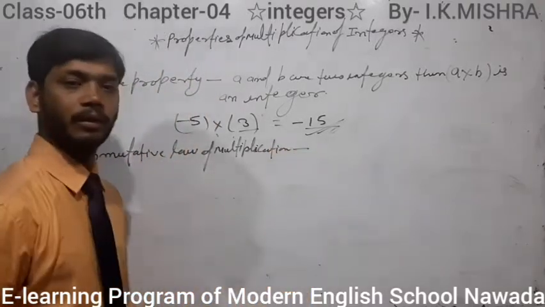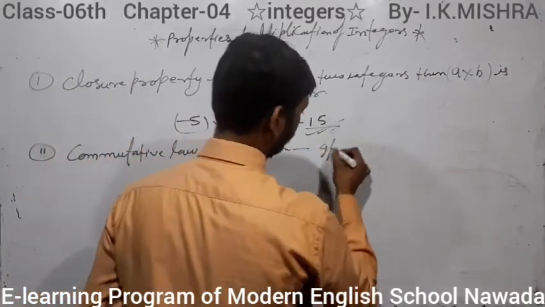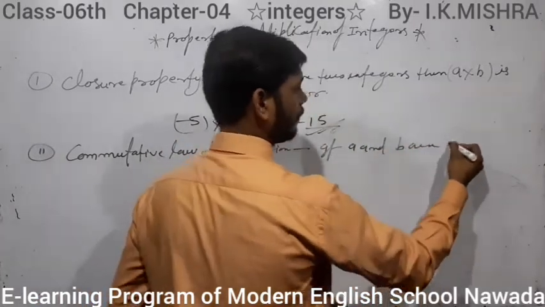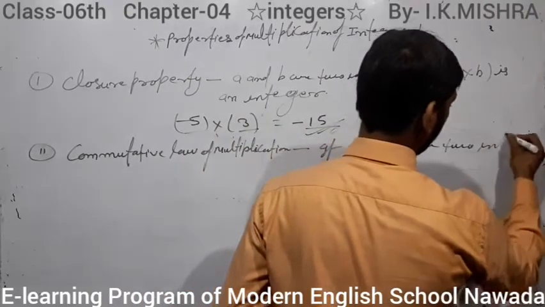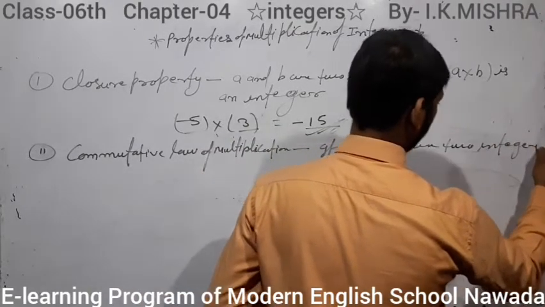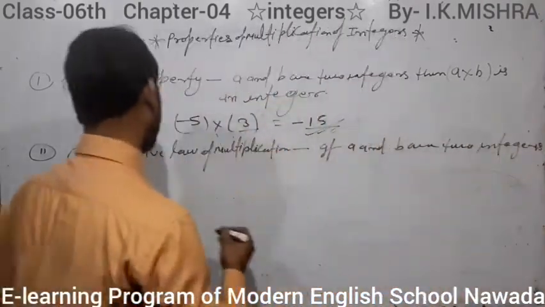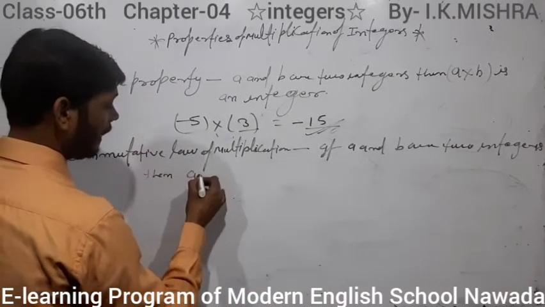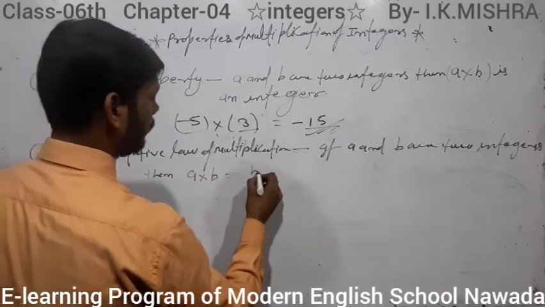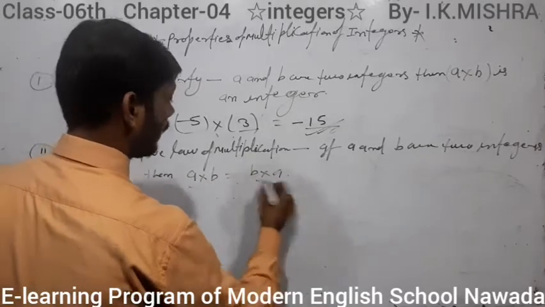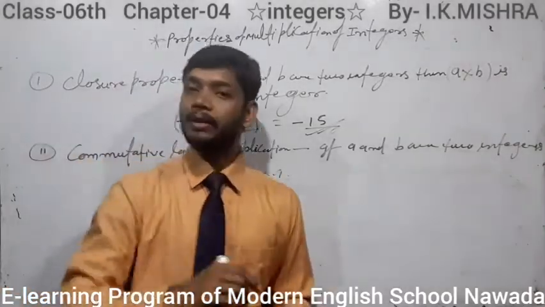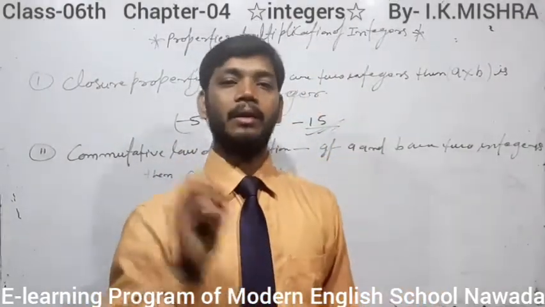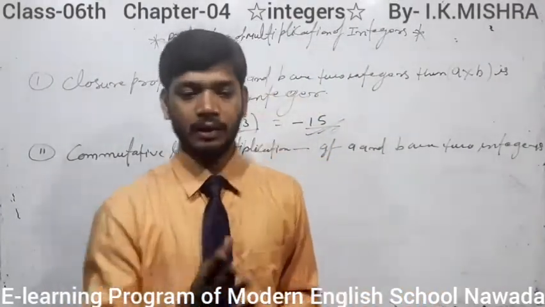Here students, if a and b are two integers, then a into b is equal to b into a. It means students, when you change the order of integers in multiplication, then its value will not change.